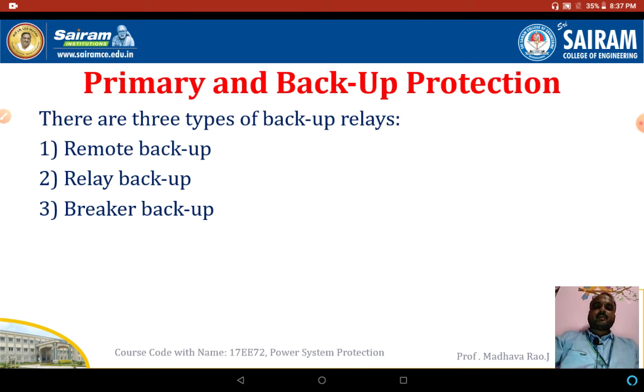So these three are very important: remote backup, relay backup, breaker backup. Remote backup means it will be there in the neighbor station. Relay backup means, suppose one relay fails to operate, some other relay will come to that fault and operate. Breaker backup is a local backup, so it will be there near the fault. So these are the three types of backup protection we have.